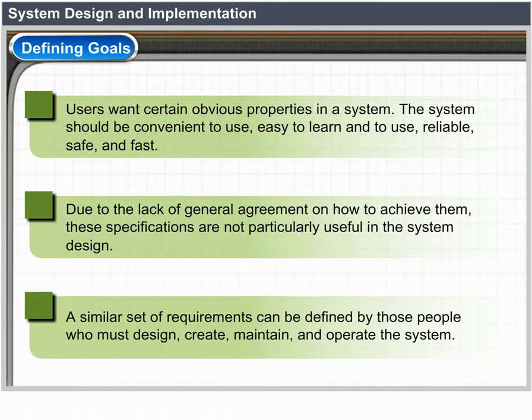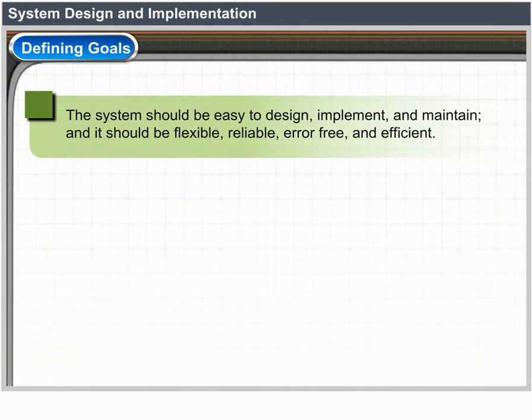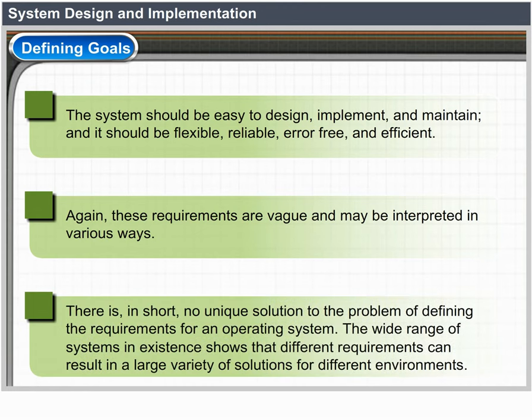The system should be easy to design, implement and maintain. It should be flexible, reliable, error-free and efficient. Again, these requirements are vague and may be interpreted in various ways. There is, in short, no unique solution to the problem of defining the requirements for an operating system. The wide range of systems in existence shows that different requirements can result in a large variety of solutions for different environments.